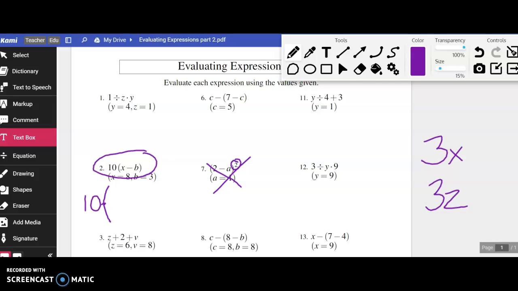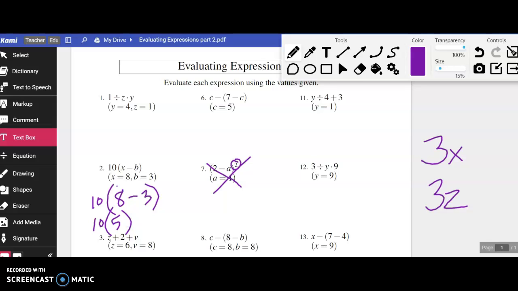So I would substitute in just like before. In this case, I have 2 variables, so I would put 8 in for x. So I'm going to rewrite it. I would put 8 in for x, so keep my minus, 3 in for b. I would do what's inside my parentheses first. 8 minus 3 is 5.